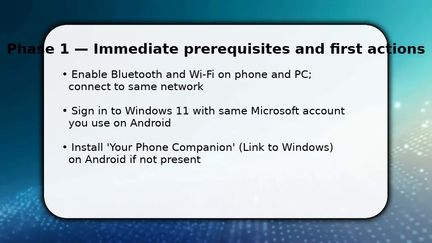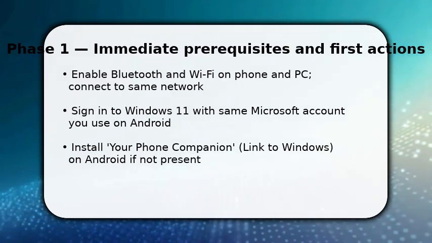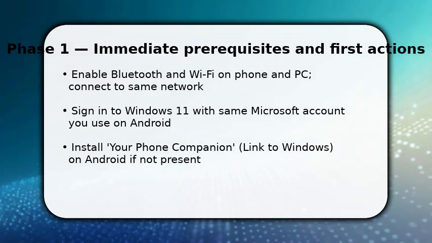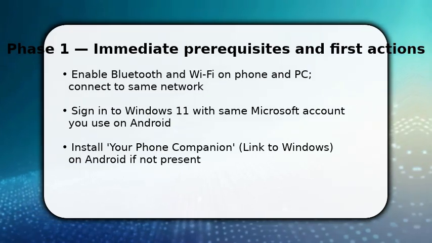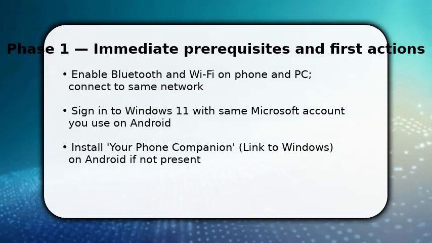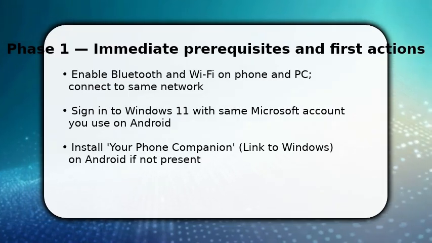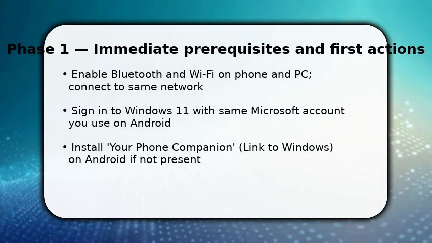You'll begin by preparing both devices. Turn on Bluetooth and Wi-Fi and make sure both join the same network. Sign into Windows 11 using the Microsoft account that matches your Android account. This syncs permissions and contacts.